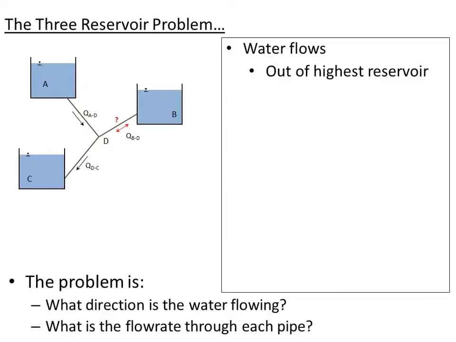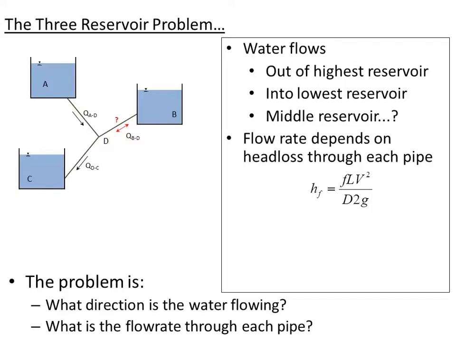All right, water flows out of the high reservoir into the low. Middle reservoir, we're not certain about. What we know is that there's going to be energy loss through each of the pipes. And so remember, we said that location D is sort of our key to answering all of these questions. So let's say that there's a certain amount of energy at C, and we know how much because the elevation of the water surface is known.